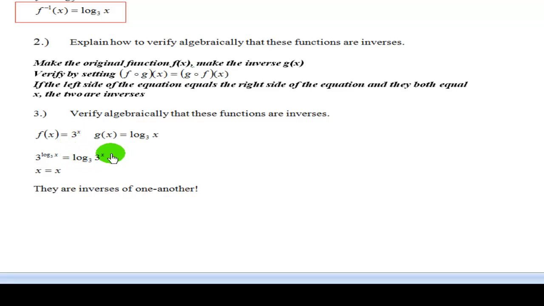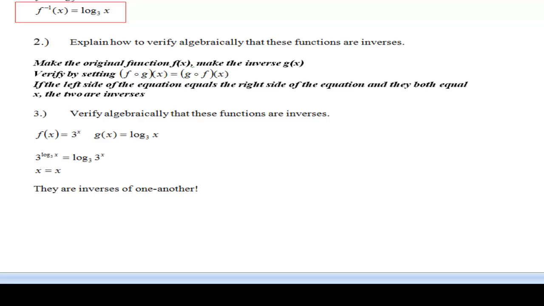Now if you know your log rules, you can check them out. 3 to the log base 3 of x simplifies to x. Log base 3 of 3 to the x also simplifies to x. Check out your log rule sheets, and that should be readily apparent. That proves that they are inverses of one another.